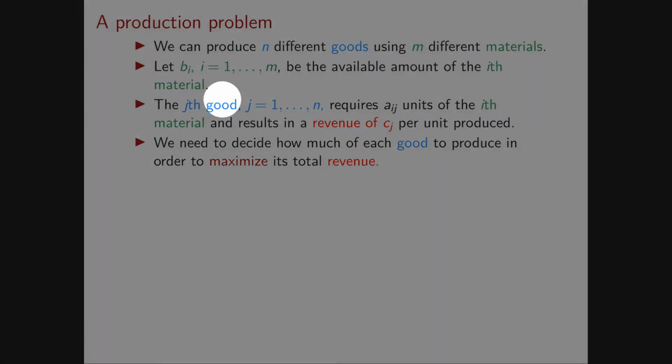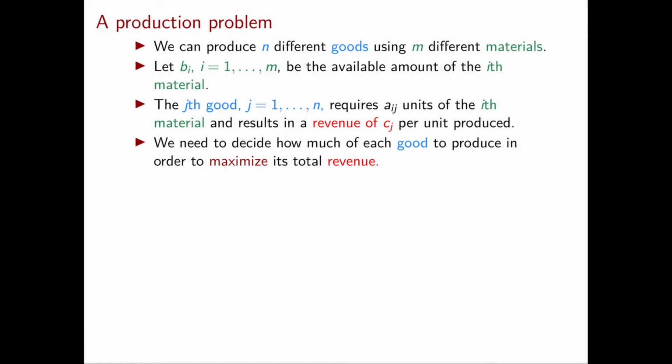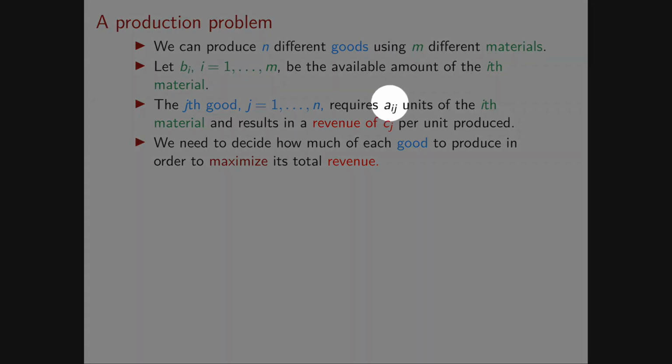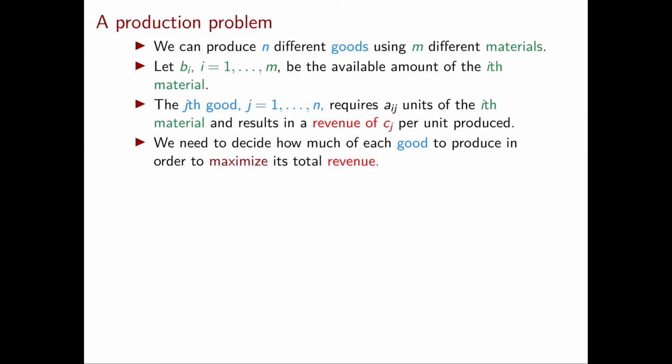Next, we know the connection between the goods and the materials. Namely, for every good, we know exactly the amount of material required to produce such a good. In order to produce the jth good, we need a_ij units of the material i. So all these a_ij also form the data that is given to us in this problem.